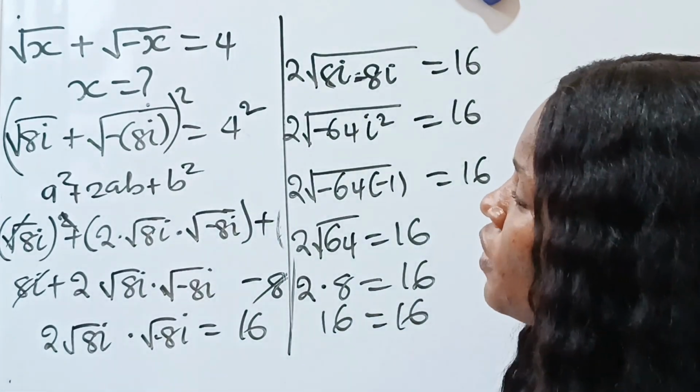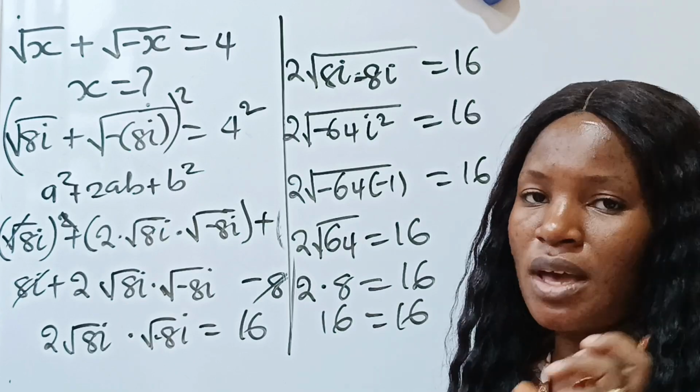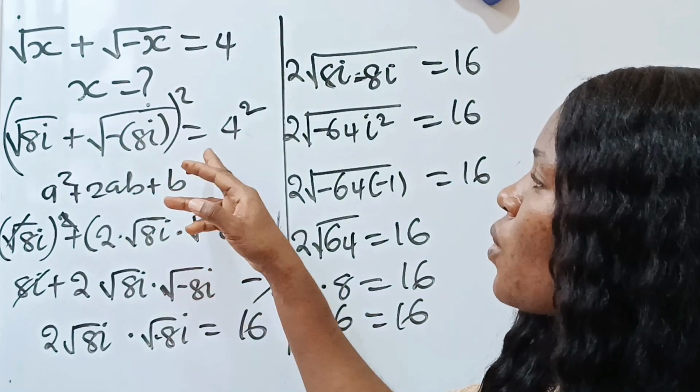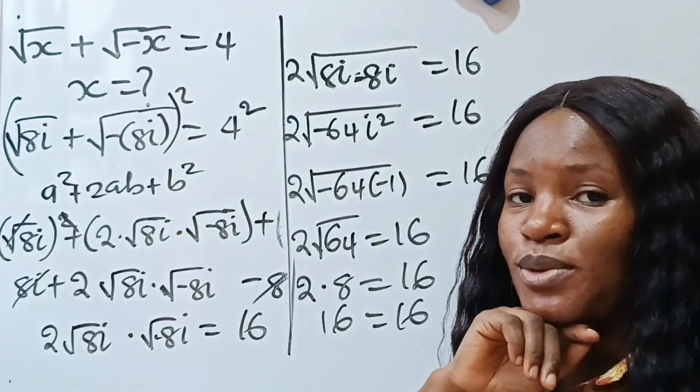Now I would like you to prove the remaining one, that is minus 8i. Prove that minus 8i is also the solution, because I don't want this video to be too long.